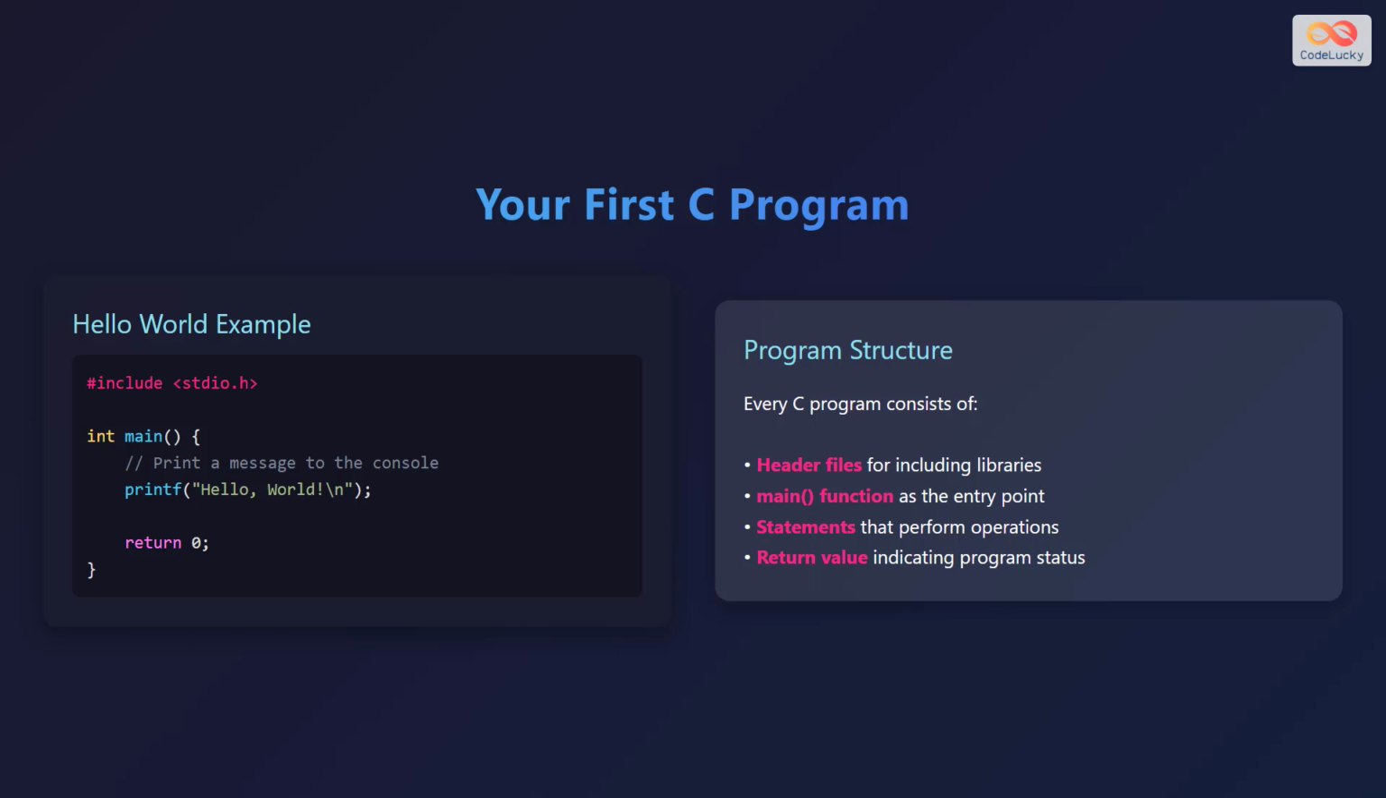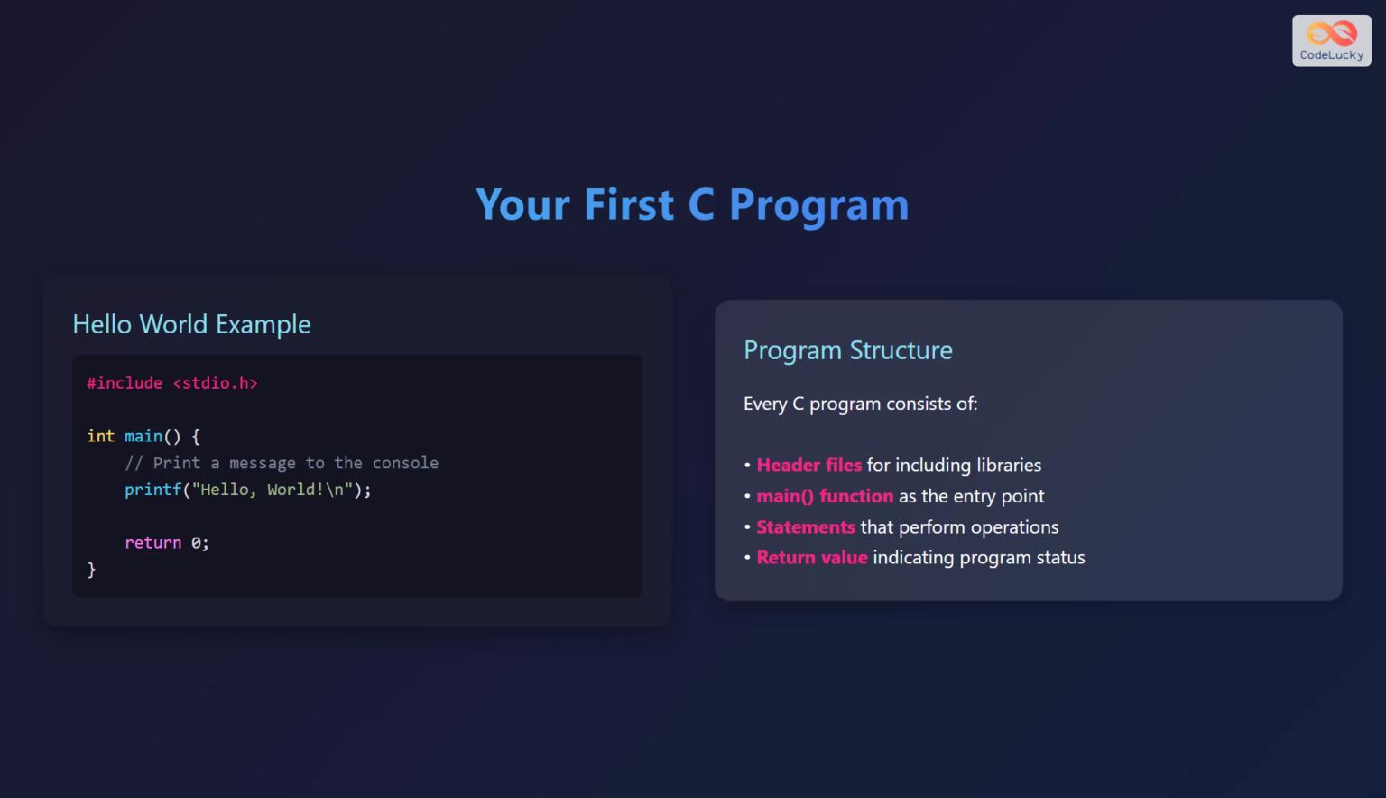Let's take a look at your first C program. This is a classic Hello World example. First, include the standard input-output header file. This line includes the standard input-output library, which is essential for input and output operations.